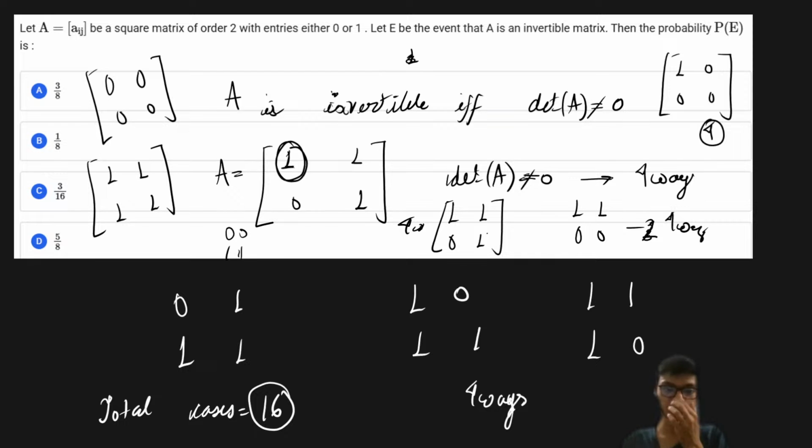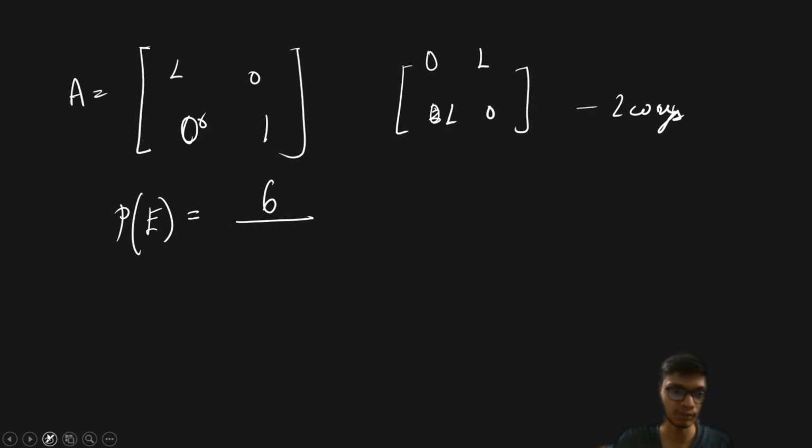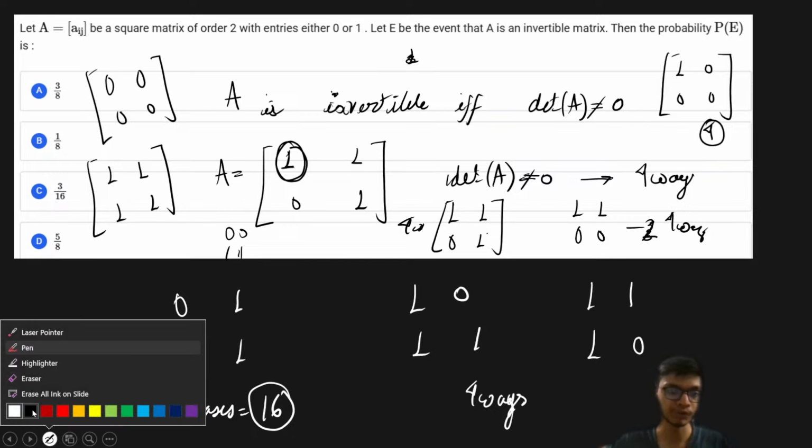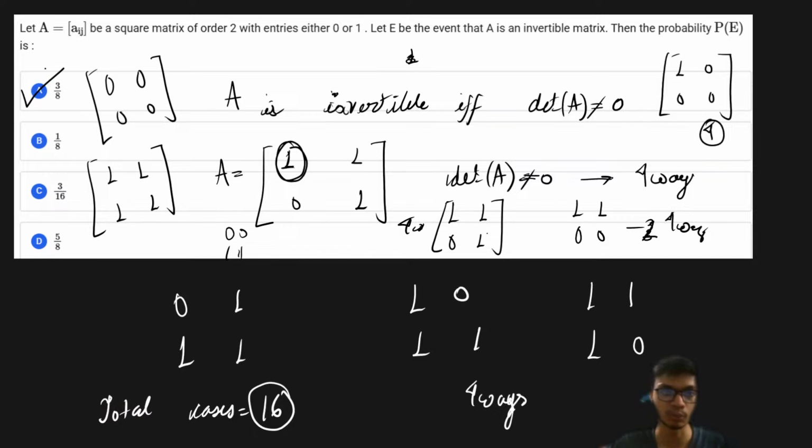I hope this is clear to all of you. So therefore, the total probability over here is going to be 6 upon 16, which is basically equal to 3 upon 8. And from here, you can see option A is going to be the correct answer for this particular problem. This is an interesting problem. These kinds of problems are basically solved by doing cases, and once you do the cases, you check the solutions for it.